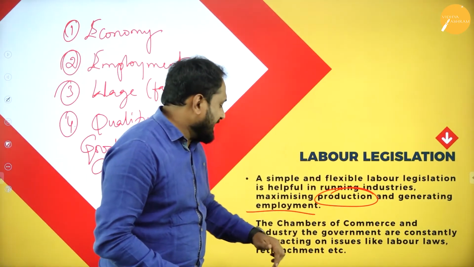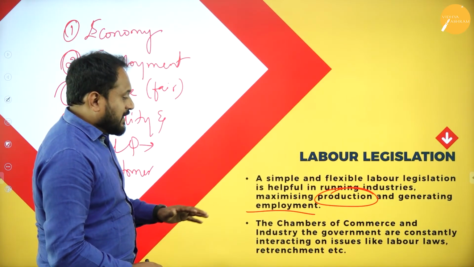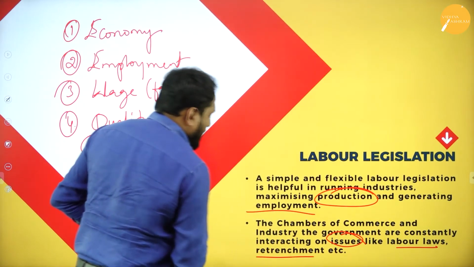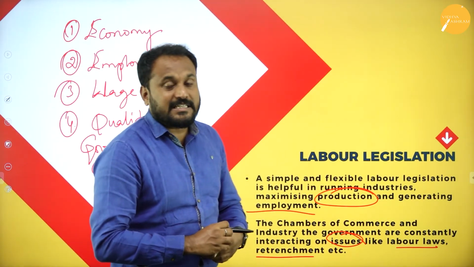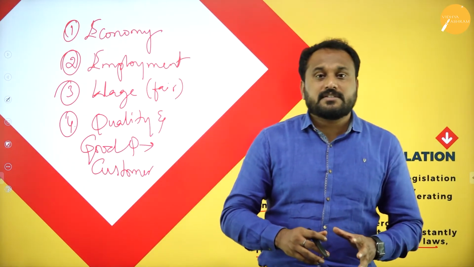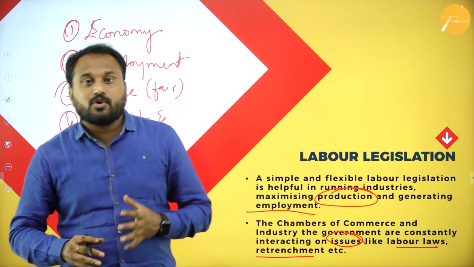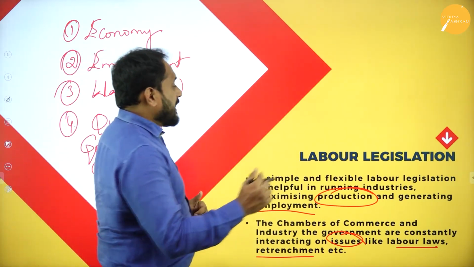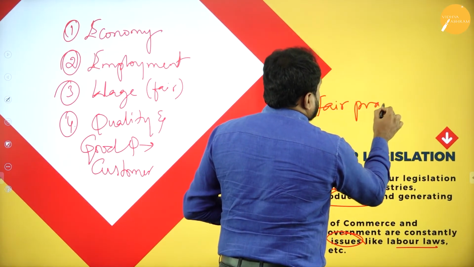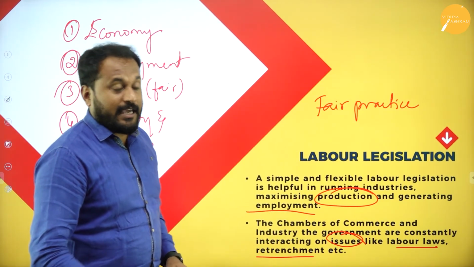The Chamber of Commerce and Industry and the government are constantly interacting on issues like labor laws and retrenchment, etc. Now, here you need to know that the Chamber of Commerce is always for the people, right? They just want everything to go with fair practice, and that is what it is. Fair practice is what they really aim for.